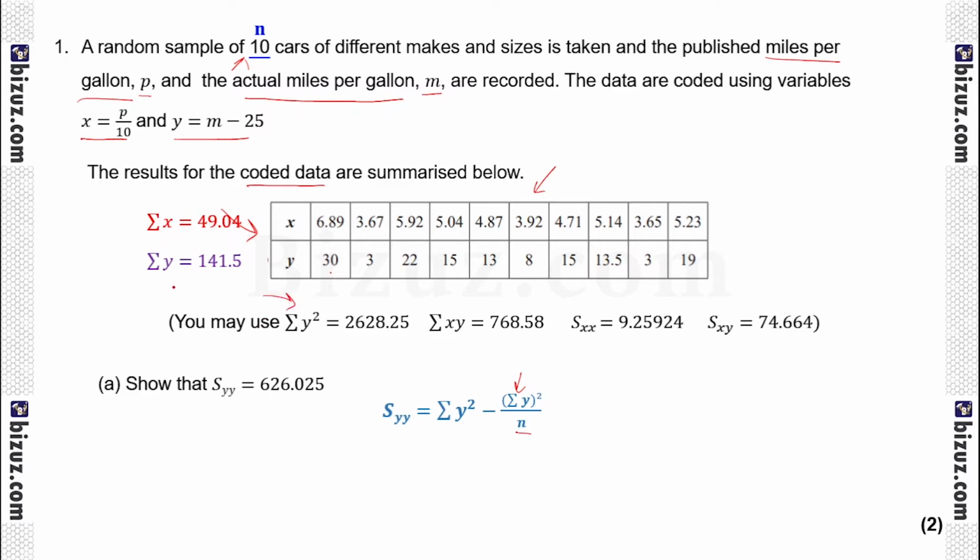So sum of x and sum of y. Okay, basically, sum of x is just the sum of all the x values. Sum of y is just the sum of all the y values. So here what we need is actually the sum of y. We'll see where we need sum of x a bit later. And we are also given the sum of y squared. So we have all the values that we need, and n is 10 as I mentioned before. So we'll just plug all those values in for sum of y squared, sum of y, and n, and we should get our final answer, and that is exactly 626.025 as expected, because it was a show that question. So we have indeed proven that.